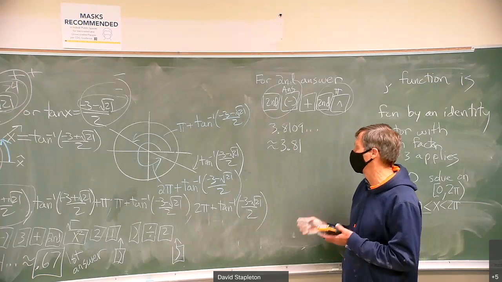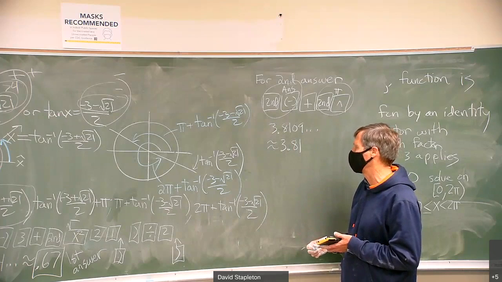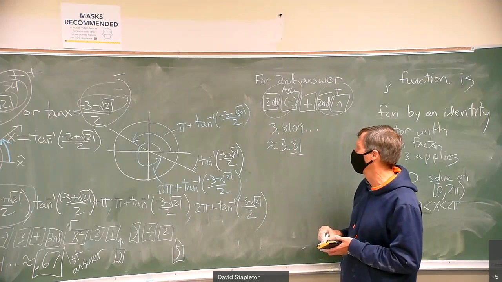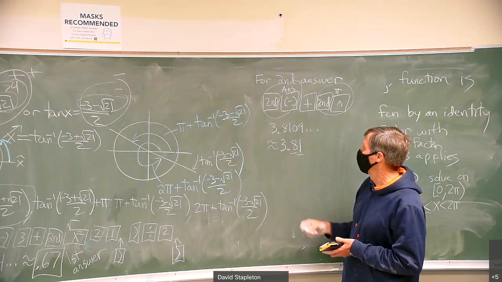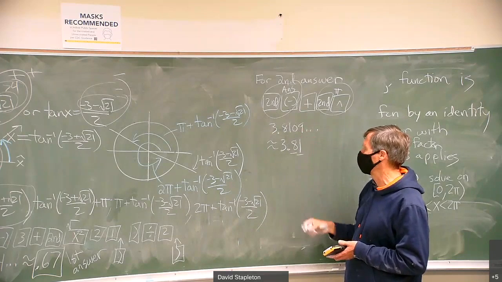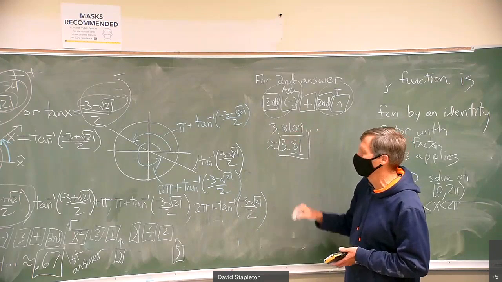The instructions don't say round to 2 significant digits. They say round to 2 decimal places, 2 places right of the decimal point, right? And if this number is 5 or bigger, I round it up to the next digit. If it's not, then I leave it as is. So the second answer is 3.81.